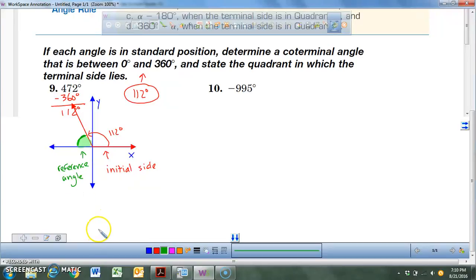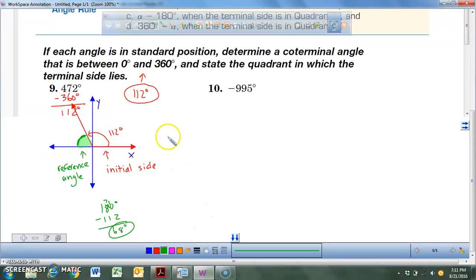Now if we wanted to find the reference angle, well, basically, it's supplementary to this 112 degrees. So if you wanted to, you could simply take 112 degrees away from 180. So we can just do 180 degrees minus 112, and it looks like it's going to be 68 degrees. We'll borrow. 10 minus 2, 7 minus 1, so 68 degrees.